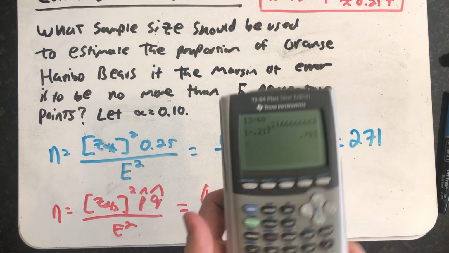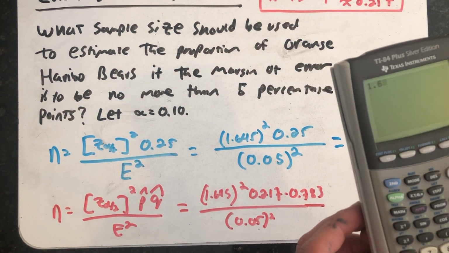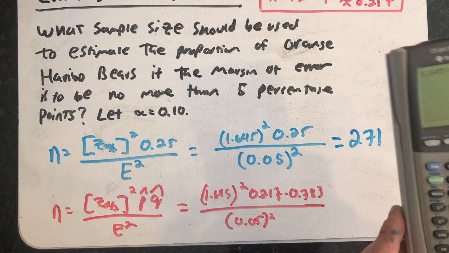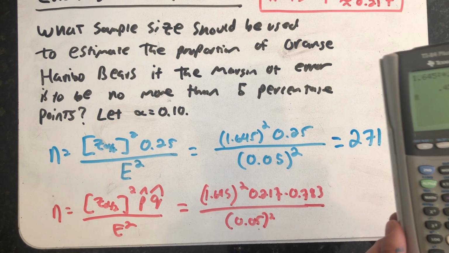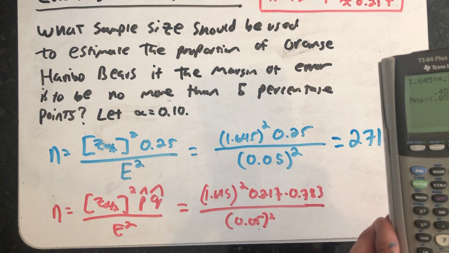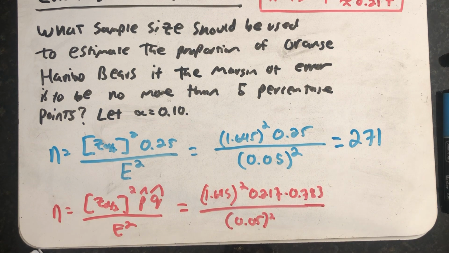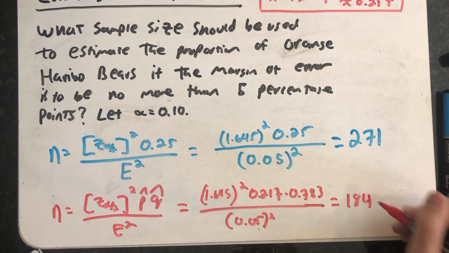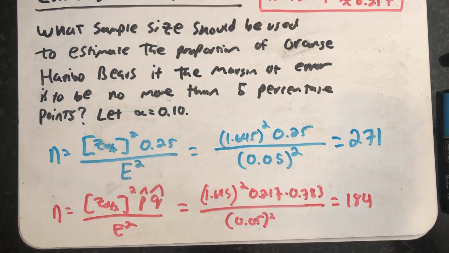All right. 1.645 squared times 0.217 times 0.783 divided by 0.05 squared. And this time we get 184 when I round to the nearest whole number, because, well, samples. But again, even if this had been 183.1, I'd round that up to 184.